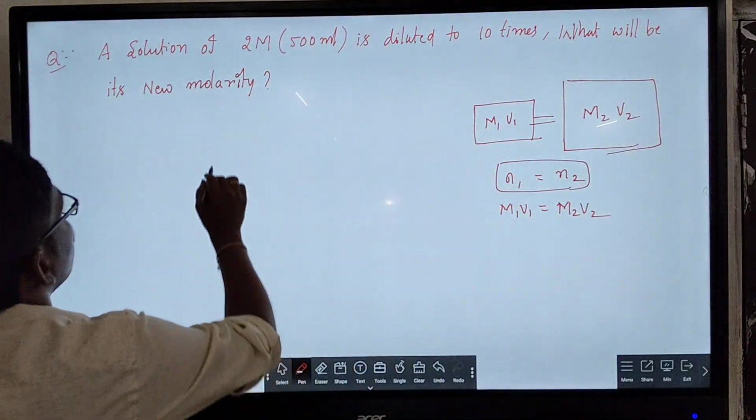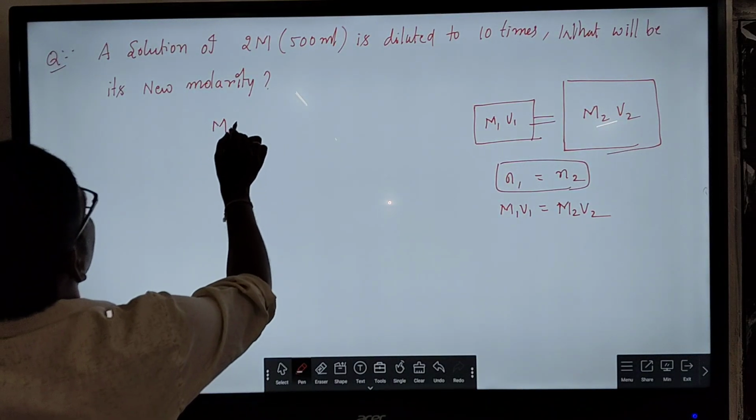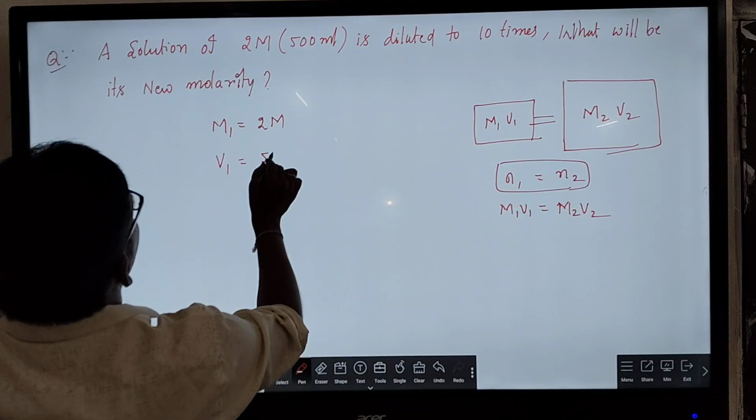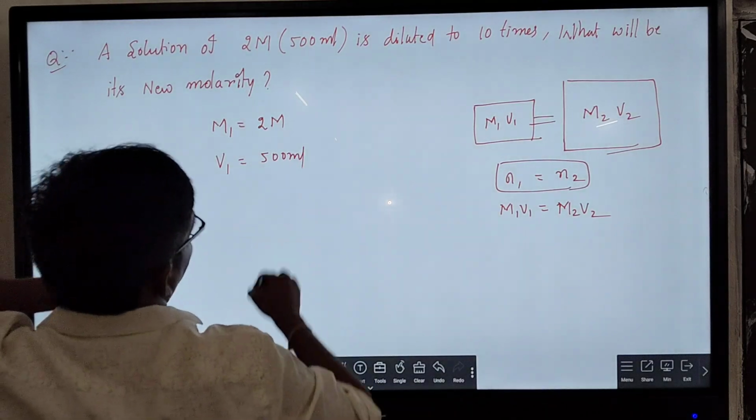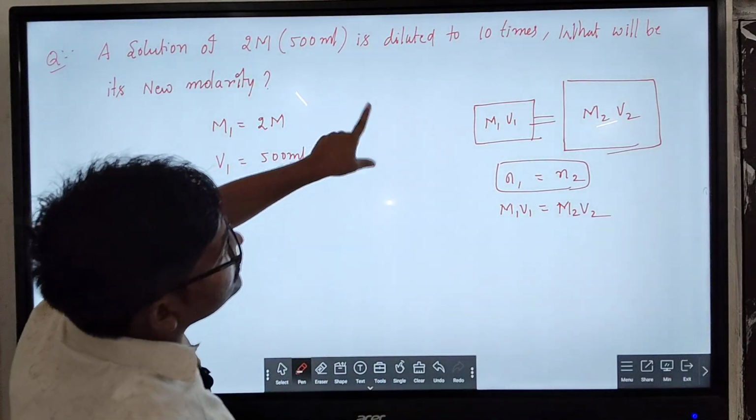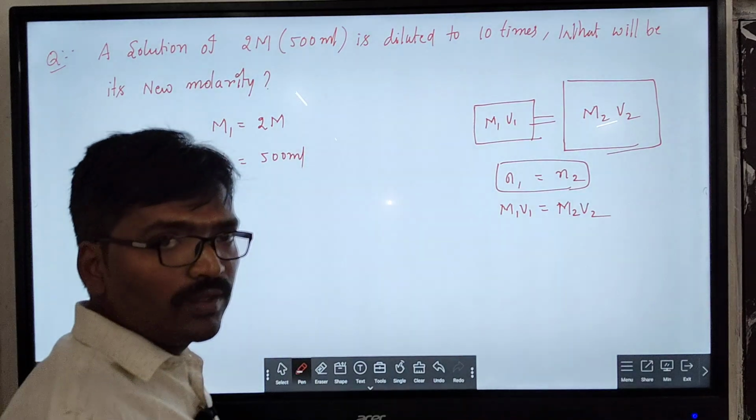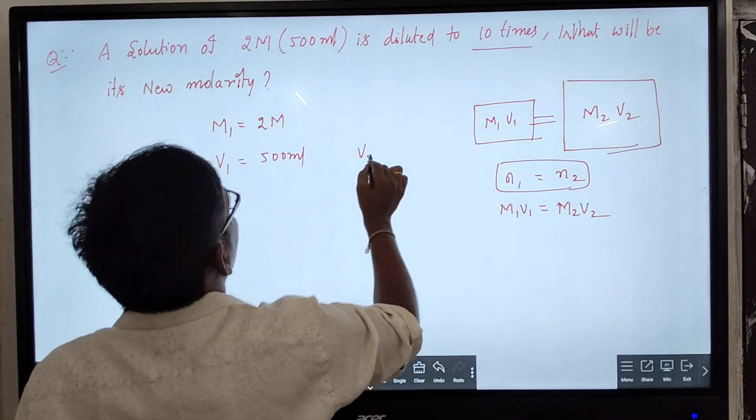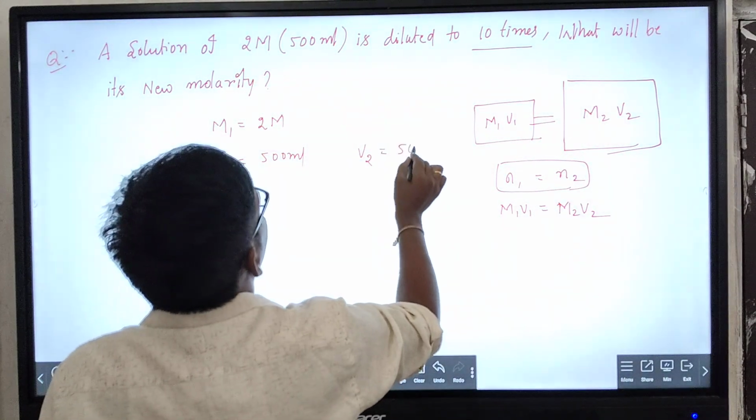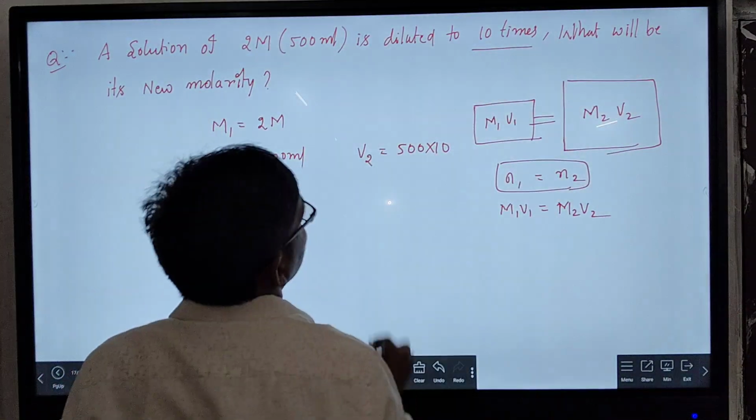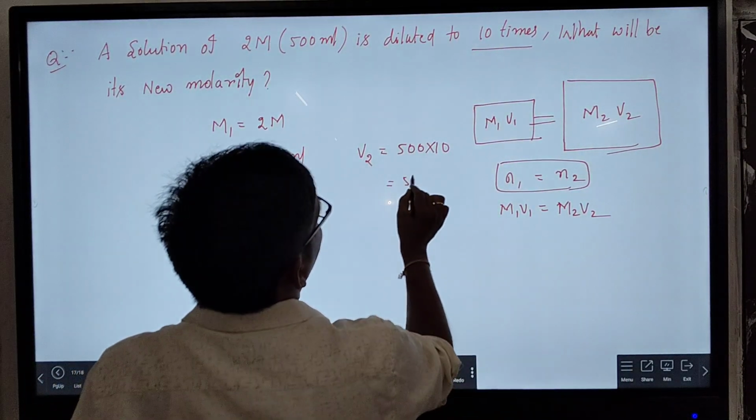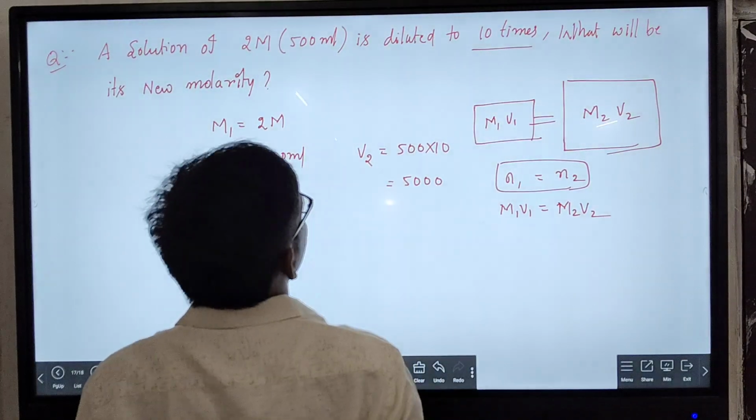Here first molarity is given. M1 equals 2 molar. Then volume V1 equals 500 ml. Then the volume is increased 10 times that of the first one. 10 times is nothing but V2. It equals 500 ml into 10. How many times? 10 times. Then how many milliliters? 5000 milliliters.